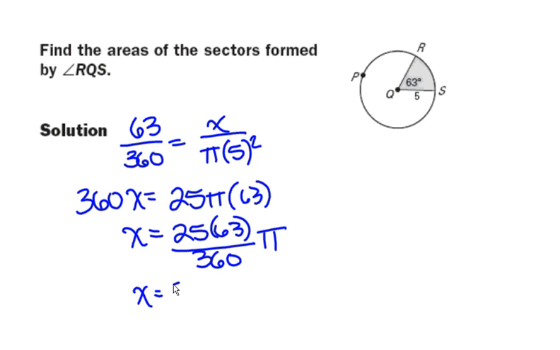So I get 35 over 8 pi, and this is sector area, so it is going to be in units squared because we weren't given any units. And that's how you work this problem.